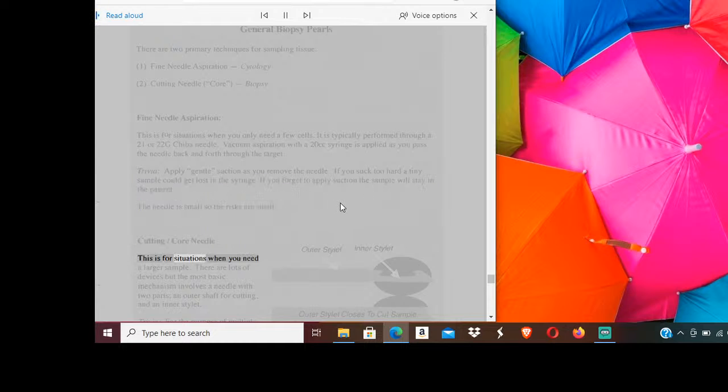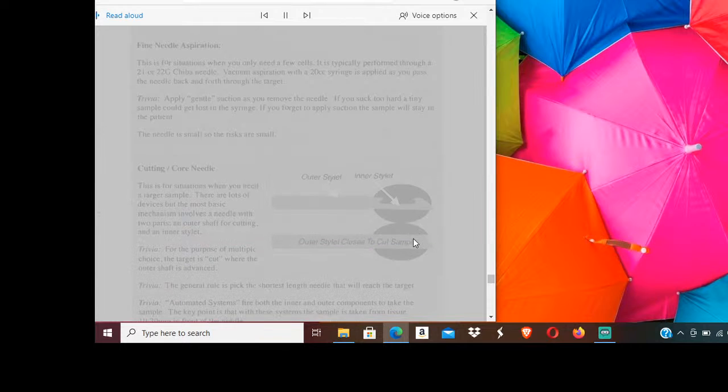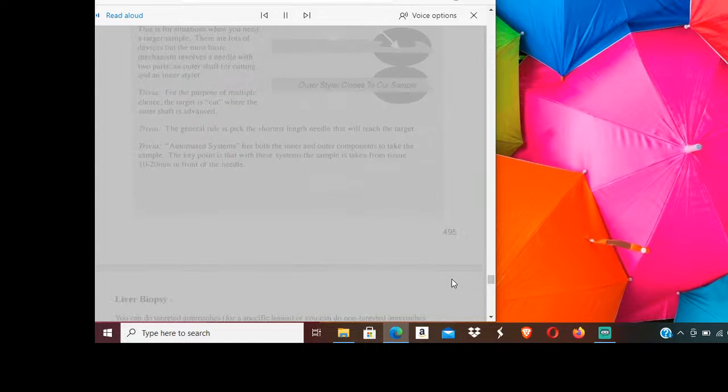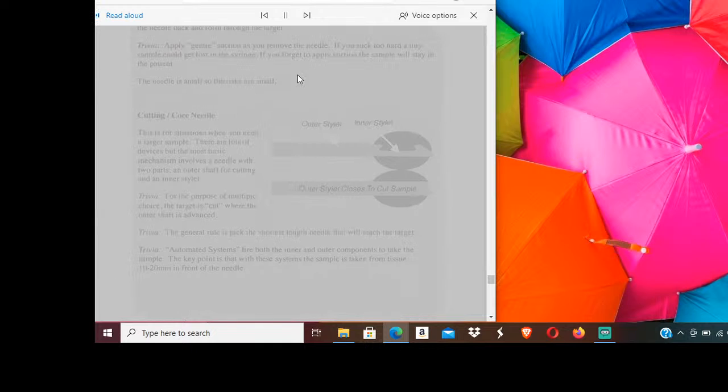Cutting core needle, this is for situations when you need a larger sample. There are lots of devices, but the most basic mechanism involves a needle with 2 parts, an outer shaft for cutting, and an inner stylet. Trivia, for the purpose of multiple choice, the target is cut where the outer shaft is advanced. Outer stylet, inner stylet. Outer stylet closes to cut sample.